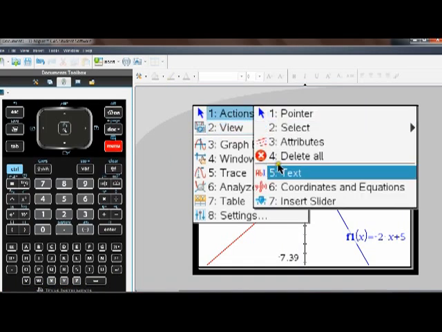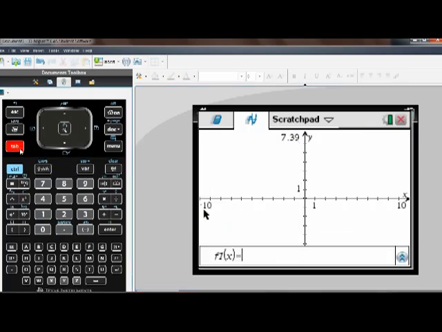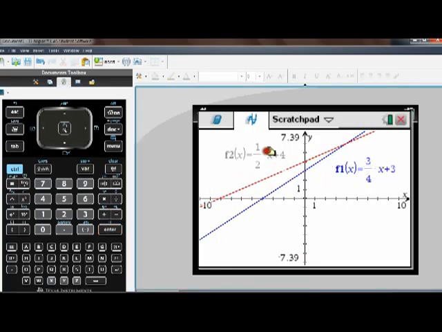erase what I had in there from the previous example, and put in my new two equations. 3/4 x plus 3 and 1/2 x plus 4. Now notice in this particular example, all the stuff over here doesn't really exist. It has no meaning for this problem. You can't have a negative number of months. But we can see our intersection up here.